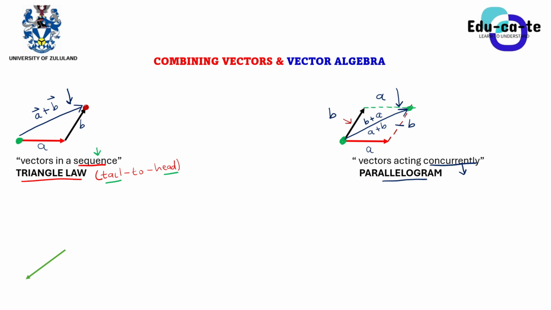So now here we've got a green vector there, we've got a blue vector there. So which method do you think we can apply here? Can we apply the parallelogram law, or can we apply the triangle law? In this case, we can see that both the vectors, the green one and the blue one, are starting at the same point, or they are acting concurrently on an object. So we have to apply the parallelogram law of forces.